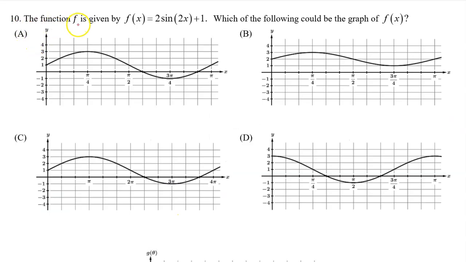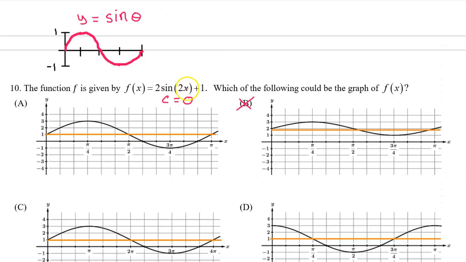Number 10. The function f is given by f of x equals 2 times the sine of 2x plus 1. Which of the following could be the graph of f of x? We notice that the d value is 1, so the midline should be y equals 1. All of the graphs have a midline of y equals 1, except option B, which has a midline of y equals 2. That's wrong, so B is out.